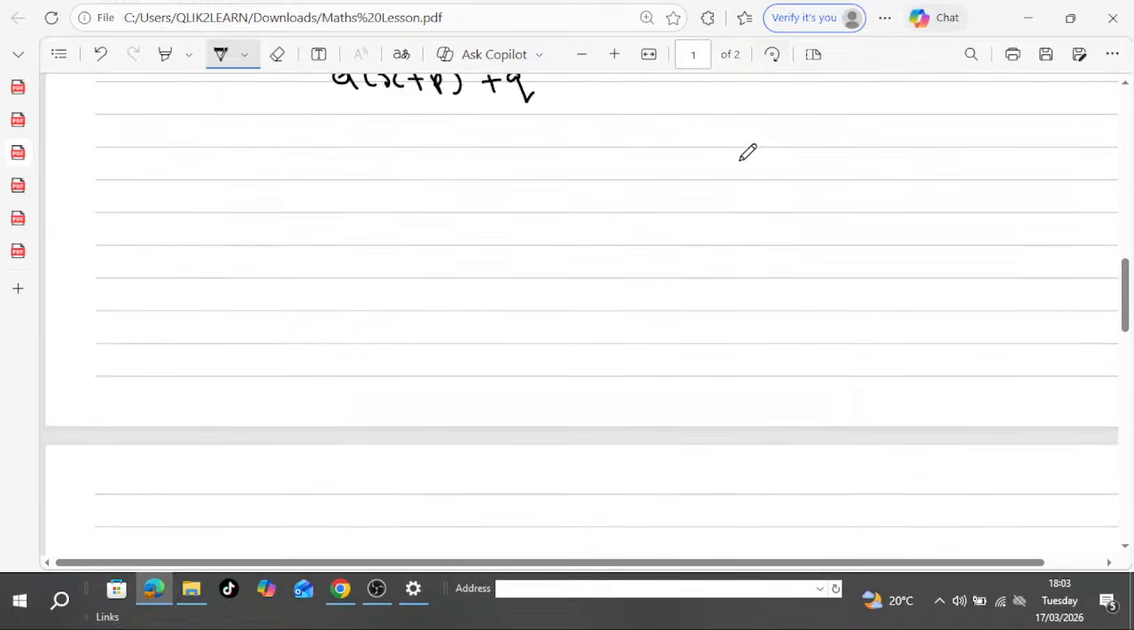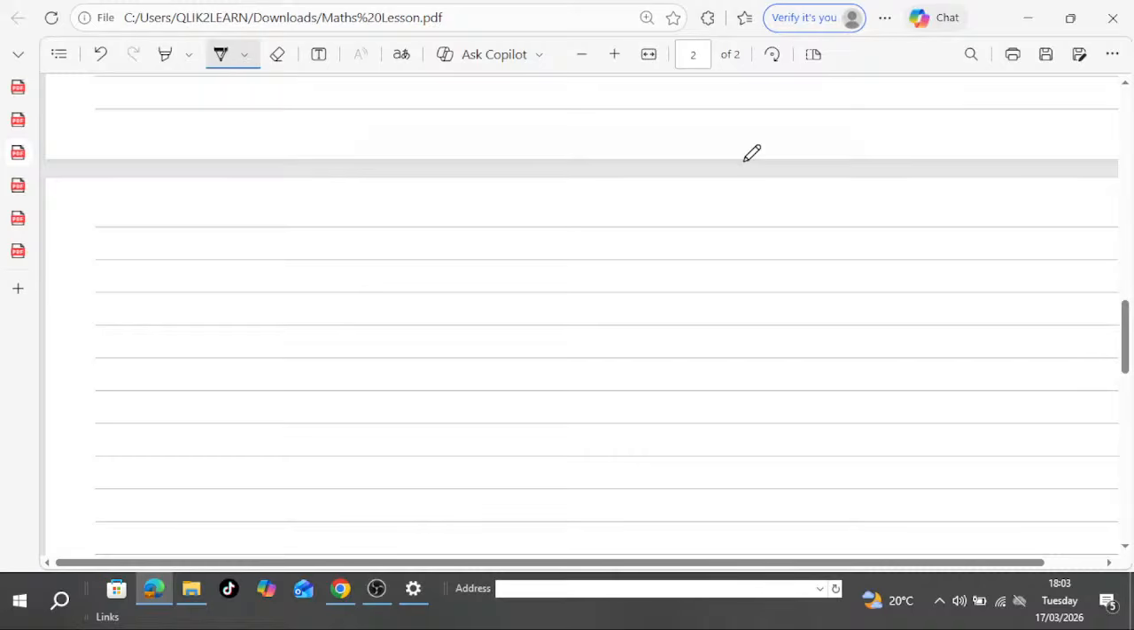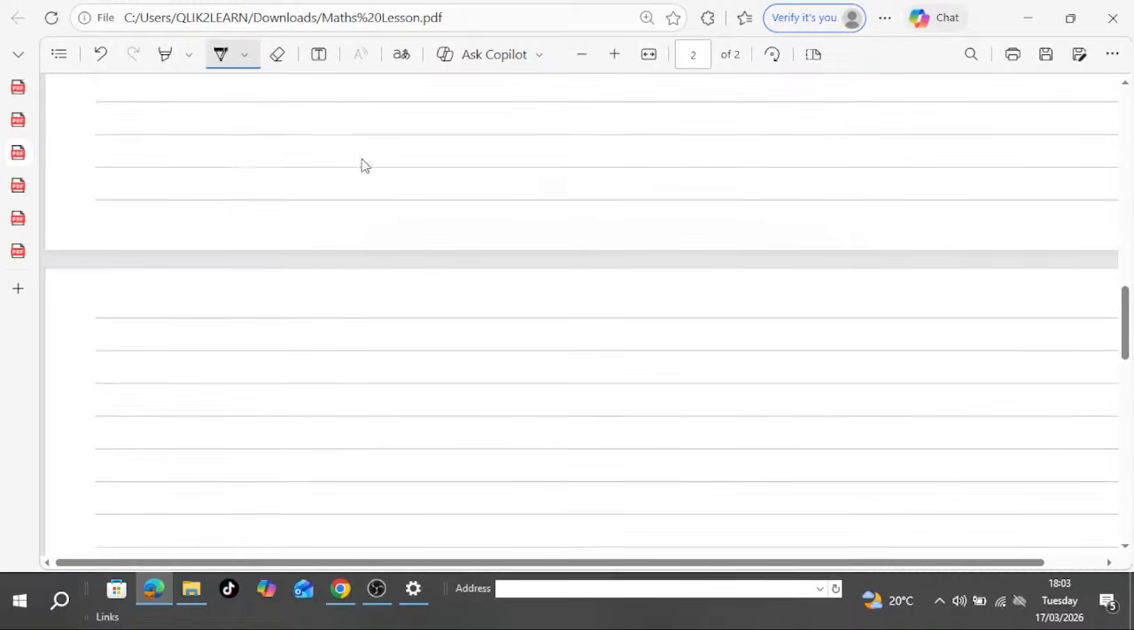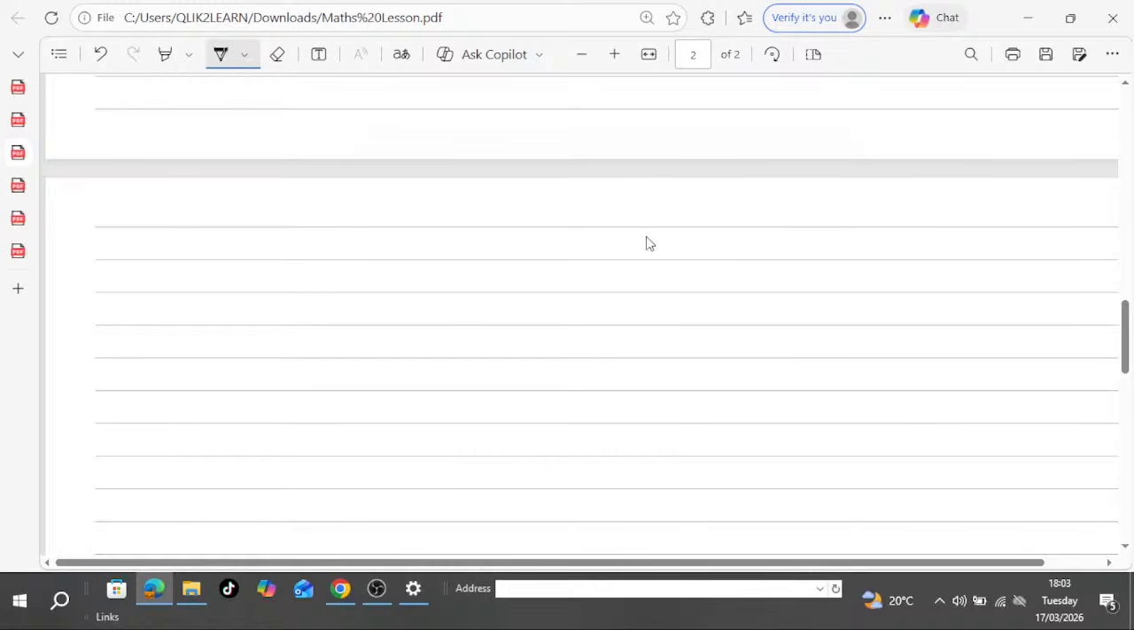Okay. Let's start with this one. Let's just draw the graph and then we can take it from there. Okay, I'm just going to put my graph here. Let's say that in an exam you are given the hyperbola graph.